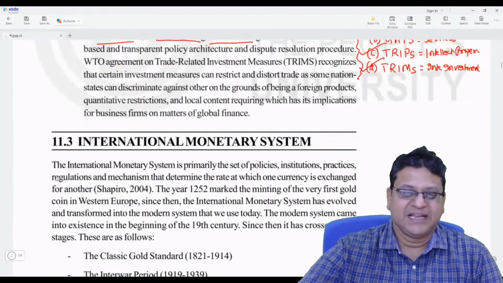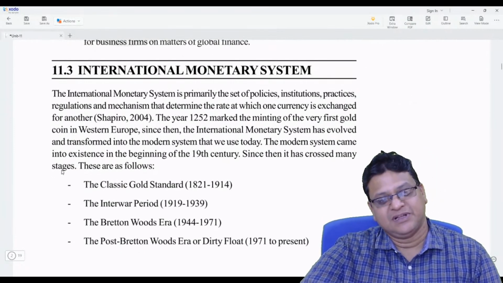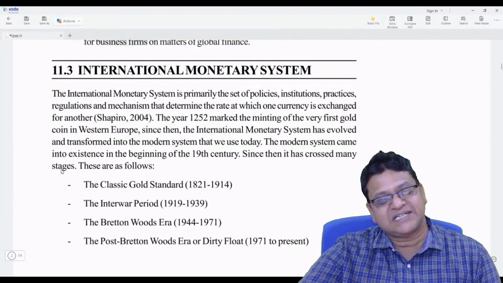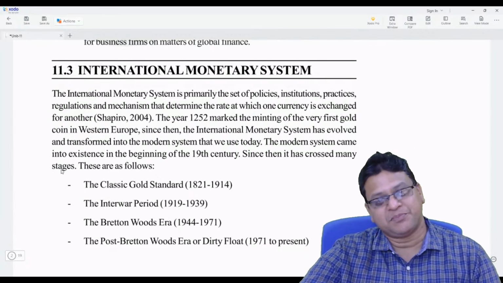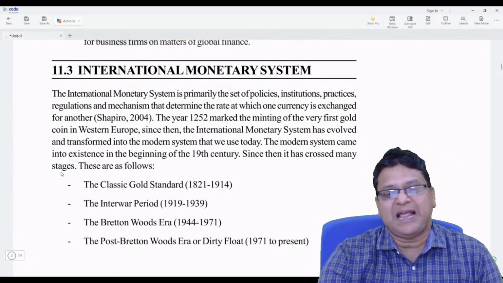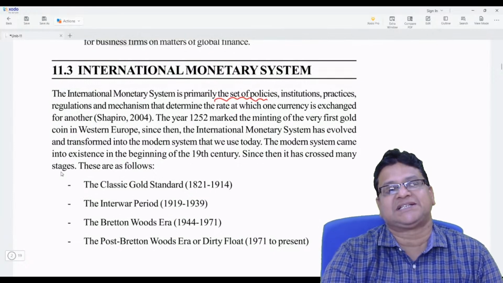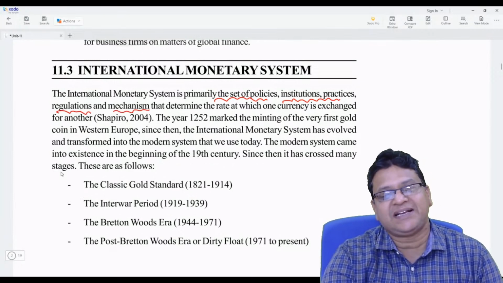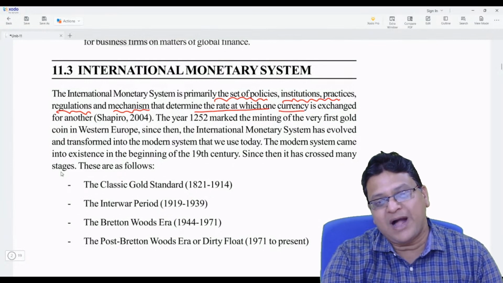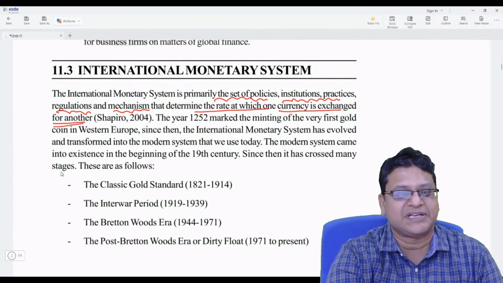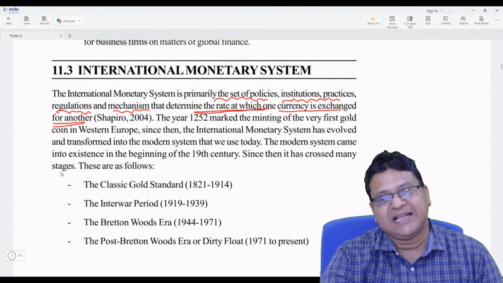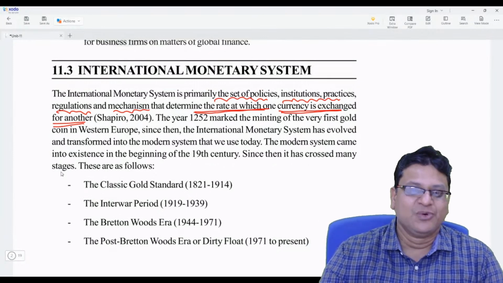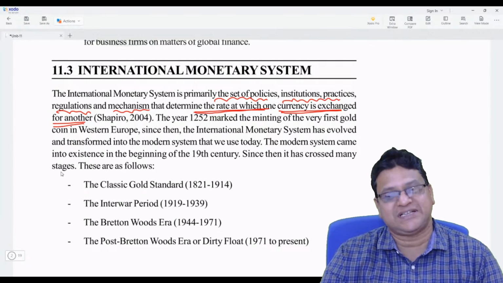Next, we will discuss the international monetary system. First, we will discuss what the international monetary system is. Then, what are the developments made under the international monetary system? International monetary system is primarily a set of policies, institutions, practices, regulations, and mechanisms that determine the rate at which one currency is exchanged for another currency. So it's regarding deciding at what rate one country's currency will be exchanged for another country's currency.